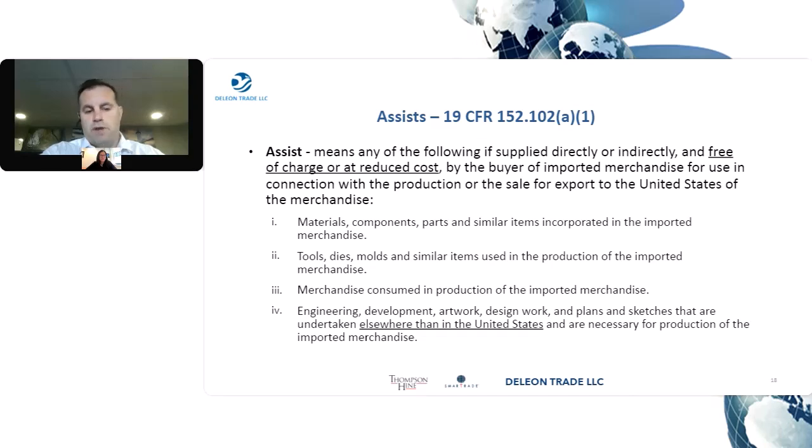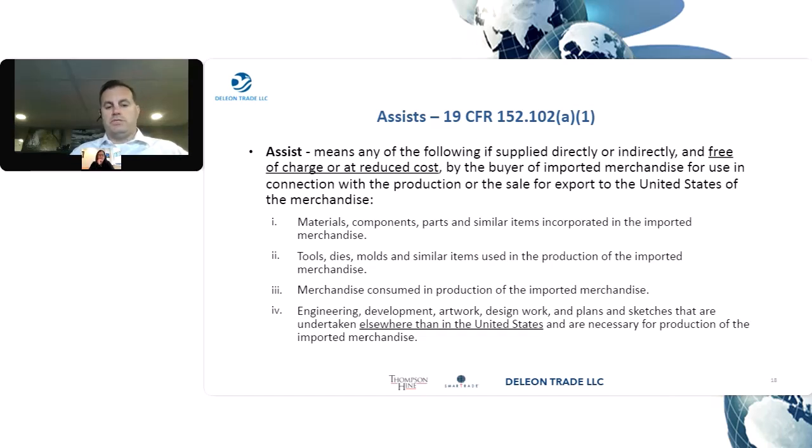So category 1 being materials, components, parts, anything that's incorporated into the merchandise. If you could see me on camera, I have this mouse in my hand because I'm old school and I can't use a touchpad. I need a mouse. So if I'm getting this mouse manufactured in Mexico, and I say, okay, I'm going to provide the mouse wheel, the case, the circuit board, everything that goes in there, and I provide it to the factory and they do assembly, that would be considered a category 1 assist. I'm providing the materials free, they assemble it, and we re-import it, right? Those components need to be included in the value.